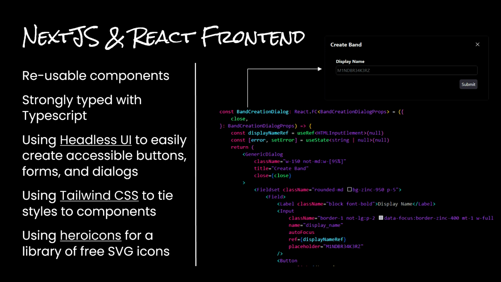We're using Headless UI, which is a library that makes it so we can easily implement accessible buttons, forms, and dialogues. And we're using Tailwind CSS to tie the styling to our components, so that you don't have to write really long CSS selectors or think of class names. You just write it directly on the component what it should look like. And we used Hero Icons, which is a library of free SVG icons for our various SVG icons you see, like the heart and the comment and the user circle thing. So next slide.